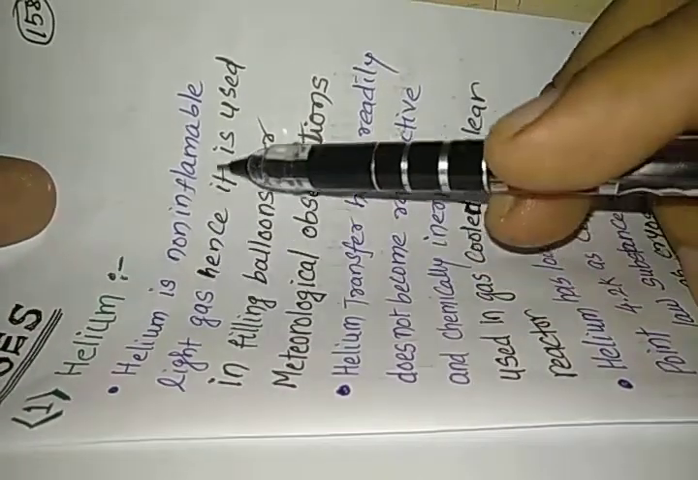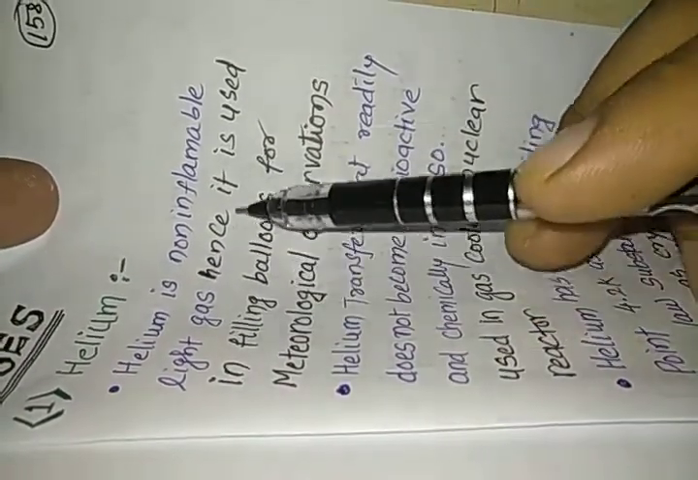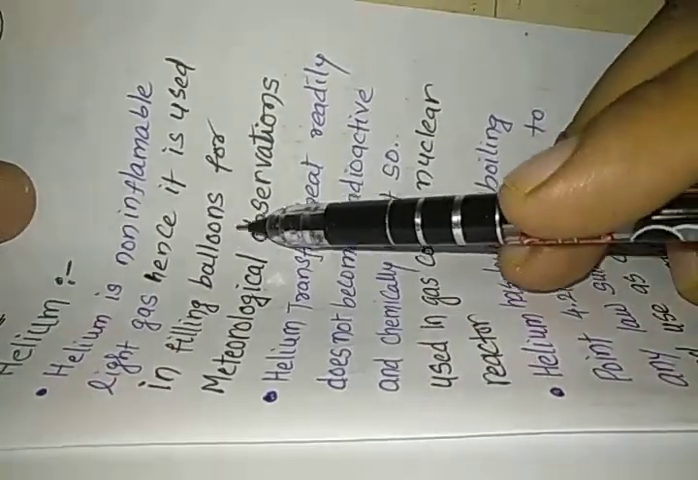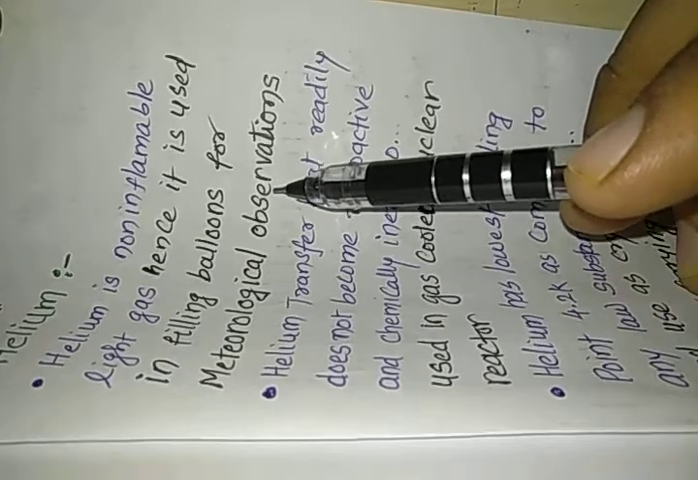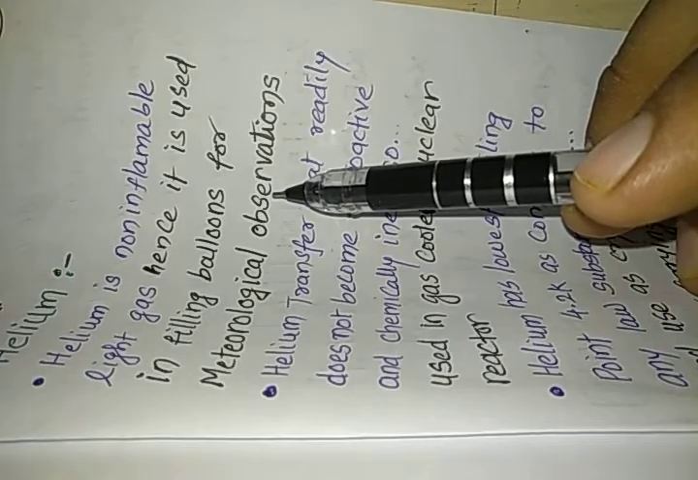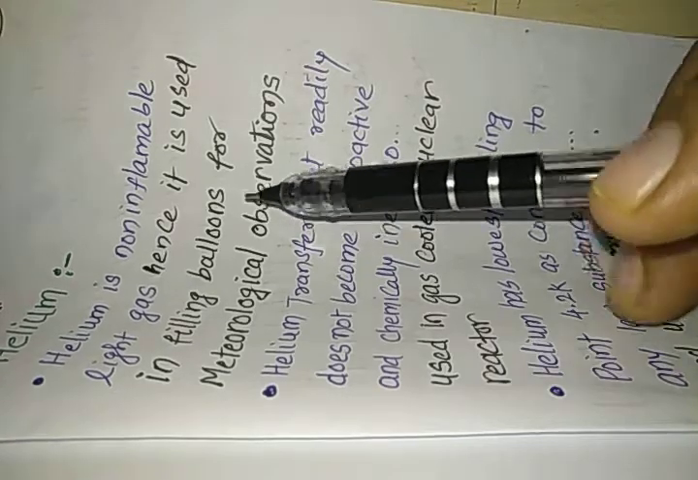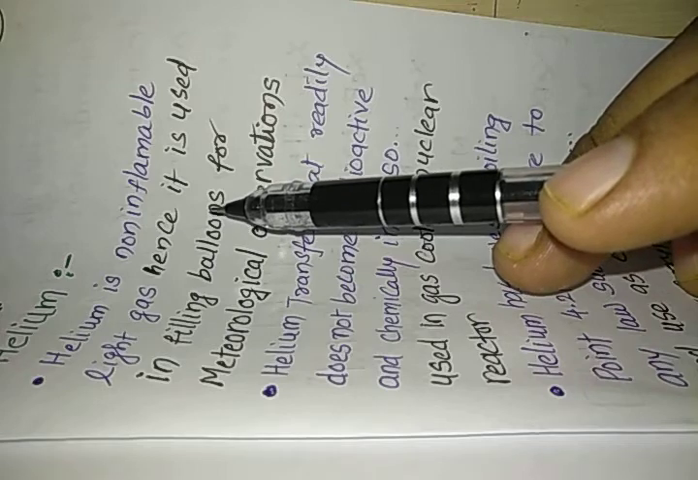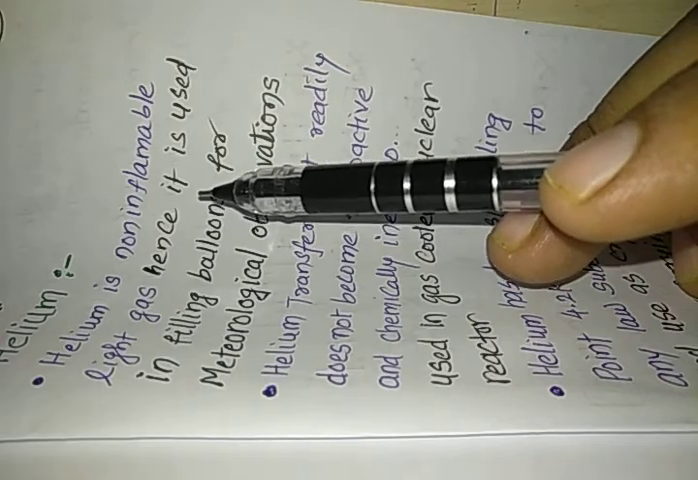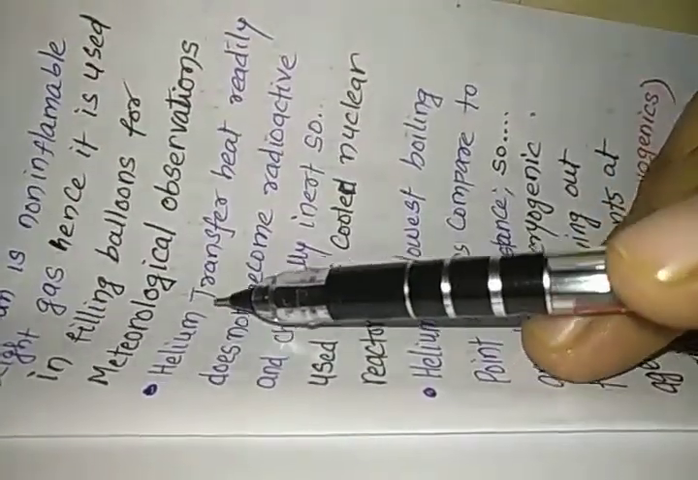Helium is a non-inflammable and light gas, hence it is used in filling balloons for meteorological observations. Meteorological observations are needed to take photographs and study from very high heights, and that is why helium is filled into the balloons. It is a light gas, so it goes up, and that is how we can take the various observations from a particular height.